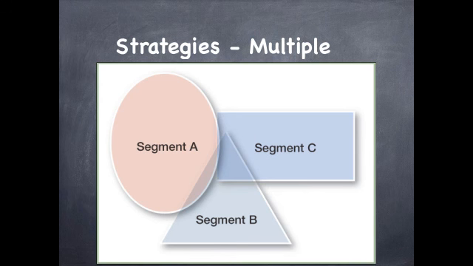And so when we look at the different strategies, the first strategy we're going to be looking at is multiple segmentation, where you are seeing if you have 3 different segments to pull from. Is there any overlap between the segments that you can attack with a single burst or single type of strategy that you can reach multiple segments?